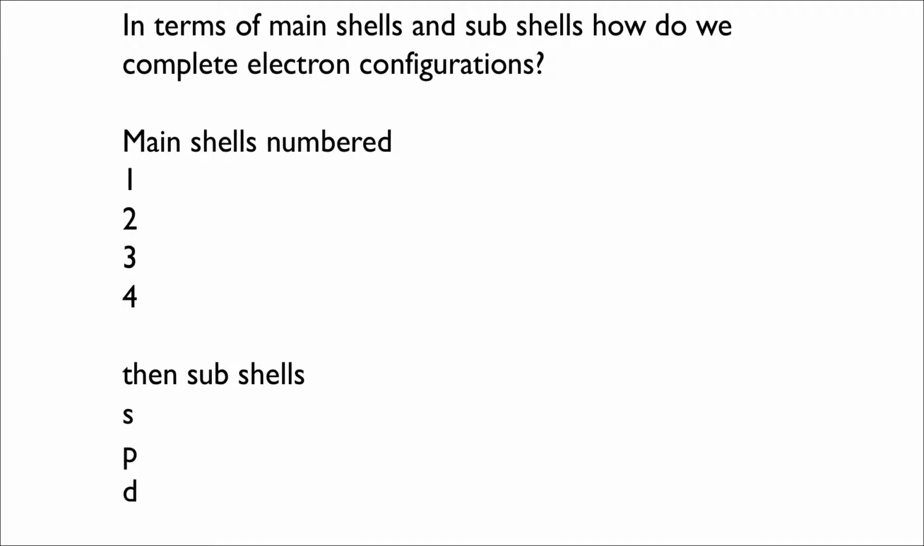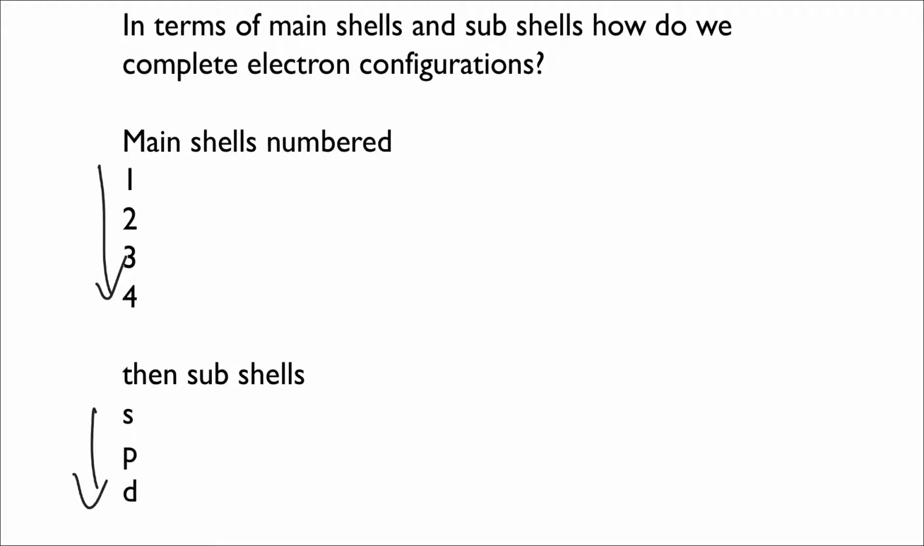So we have the main shells. Those are numbered 1, 2, 3, 4, etc. And then we have subshells which we call S, P, D and F. As a general rule, the main shells will fill up in order 1, 2, 3, 4, and the subshells will fill S, P, then D.